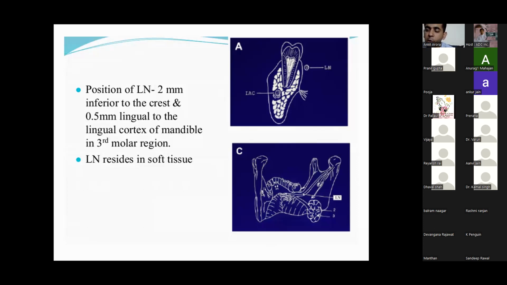Now coming to the lingual nerve injury, if you feel it might happen, or you want to prevent lingual nerve injury, we need to understand where the surgical anatomy is.